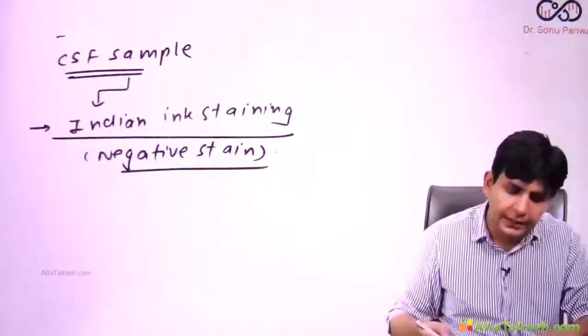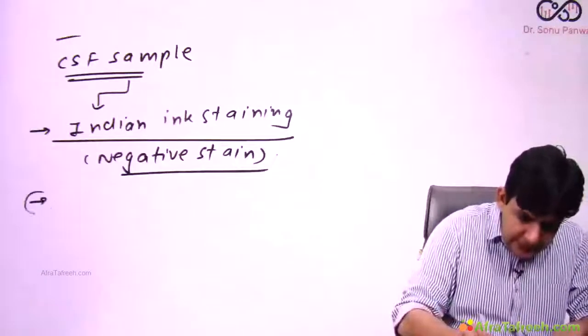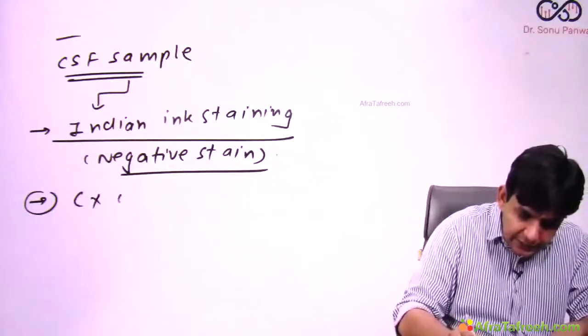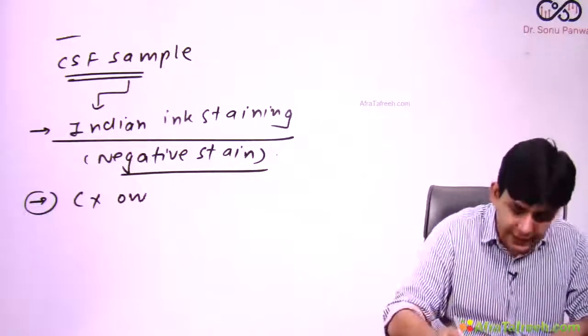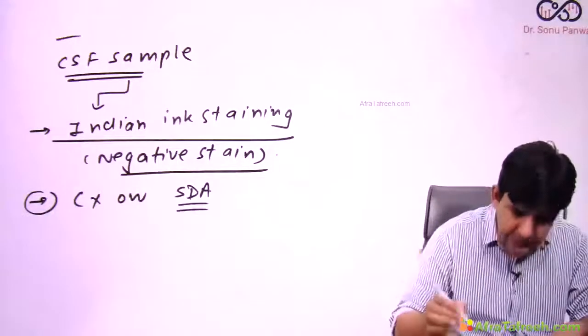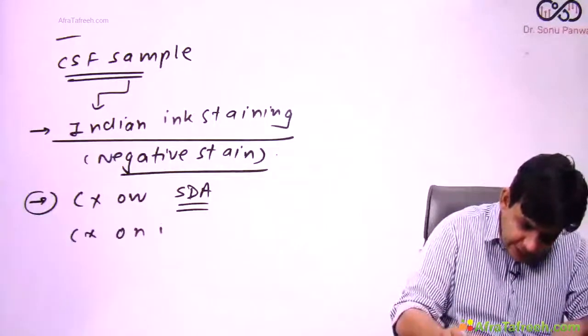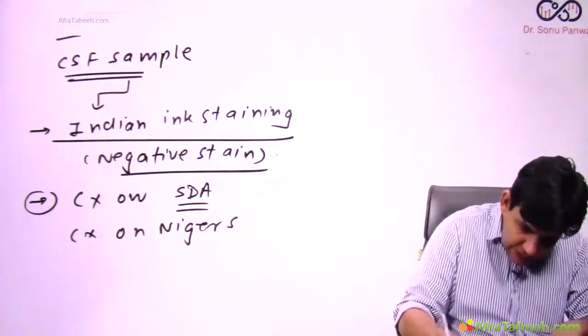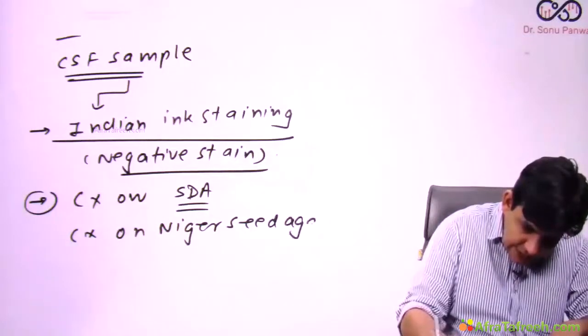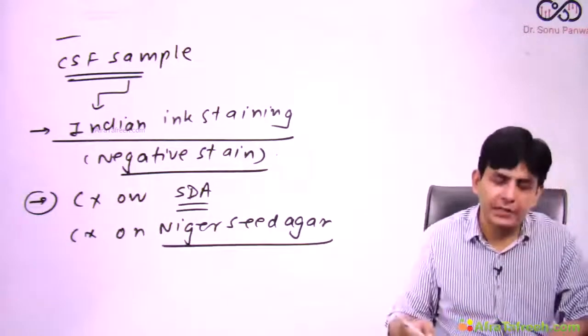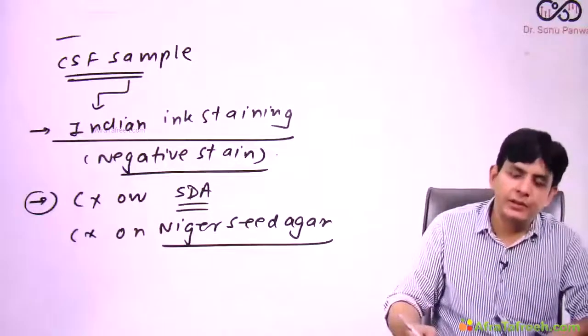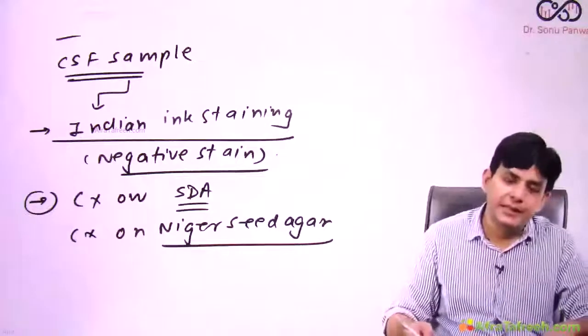Then remember, other than that, you can culture it. Culture it where? You can culture it on SDA. And what is SDA? Sabouraud dextrose agar. And you can culture it on another medium also, the name of which is Niger seed agar. So you can culture it on SDA, and you can culture it on Niger seed agar.